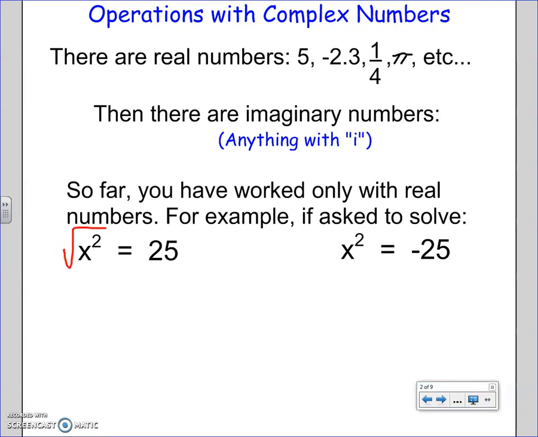Hopefully you know you can square root both sides. Square root of x squared is x, square root of 25 is 5. Now actually when you square root, you have plus or minus. Positive 5 times positive 5 is 25. Negative 5 times negative 5 is also 25.